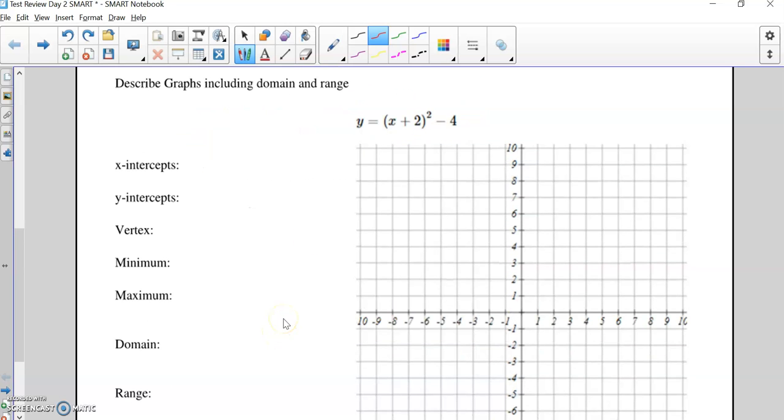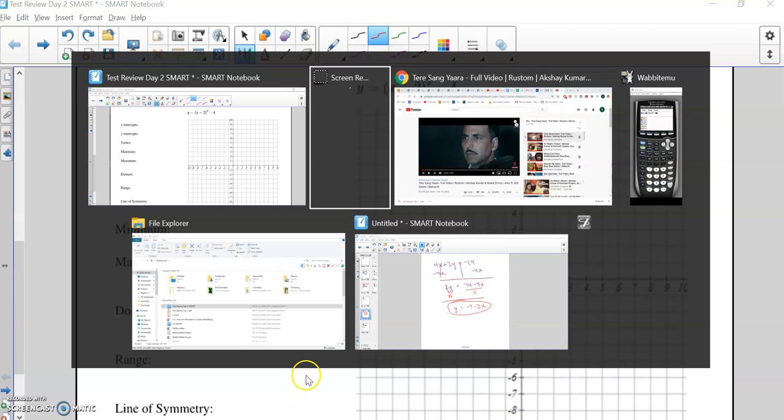Alright, next we have a question where we have to graph a parabola and find all of these key pieces. We've been doing this for a hot minute now, and I think people are getting better at it, so hopefully by the time we take the test we'll be good to go.